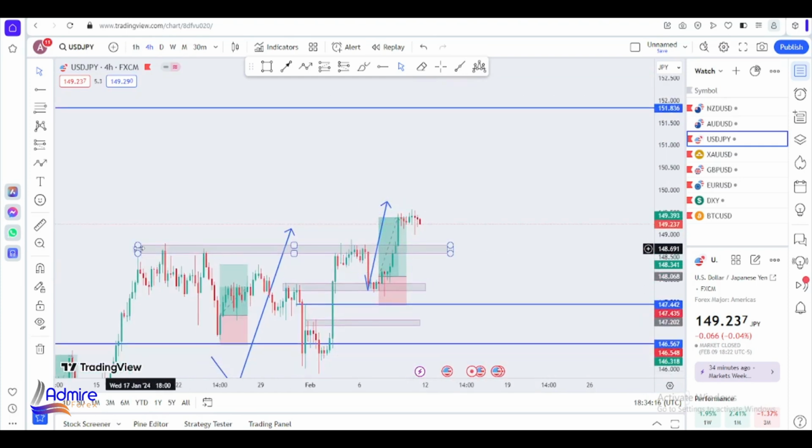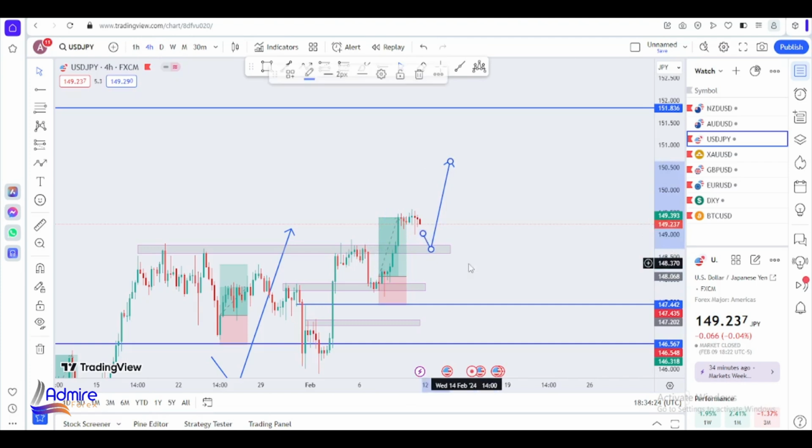Okay, so we have this level being marked out for weeks now, so we'll still be using that level as an area of interest, our AOI. So we're waiting for price to come bounce into this area and push continuation to the upside.